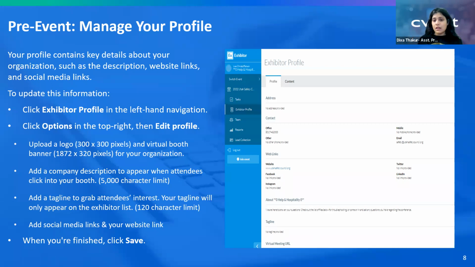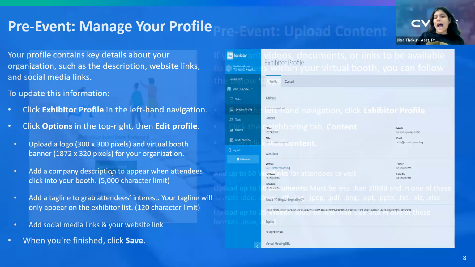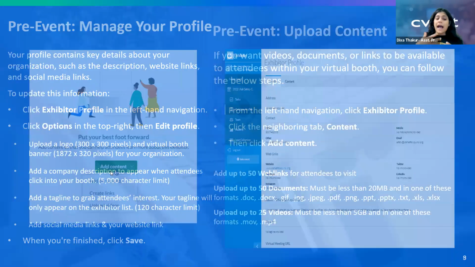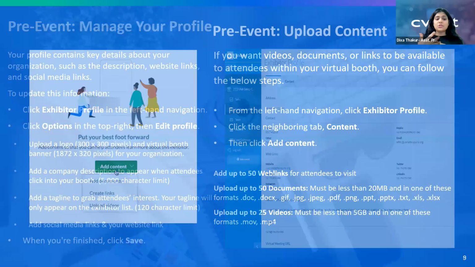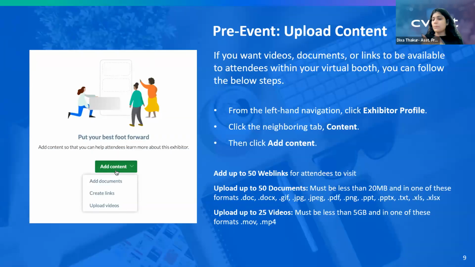So like we discussed earlier, the exhibitor profile is divided into two parts, Profile and Content. We have discussed Profile. We'll now understand what Content is. Here in the snapshot, we discussed Profile, we clicked here. Now we'll click on Content here. The page that you see as soon as you click on Content is to add content. Now you can add three types of content here. You can add documents, you can create links and upload videos. You can add 50 web links, 50 documents and up to 25 videos.